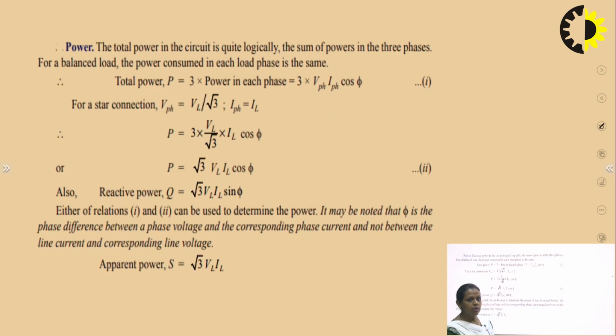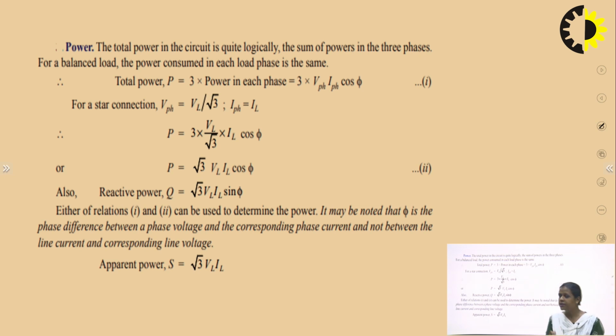Now, what about the power? The total power in the circuit is quite logically the sum of the power of the three phases. For a balanced load, the power consumed in each load phase is the same. So total power will be equal to 3 times the power in each phase. For a single phase, the power is IPH into VPH into cos phi. If you multiply this value by 3, you will get the three phase power, right?